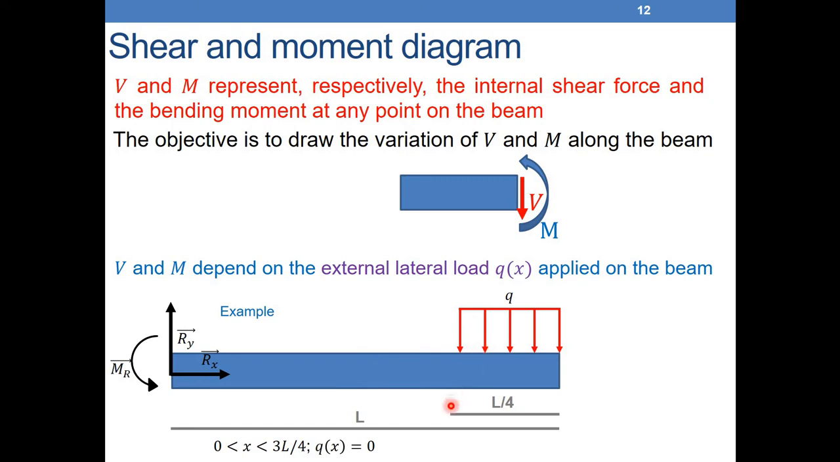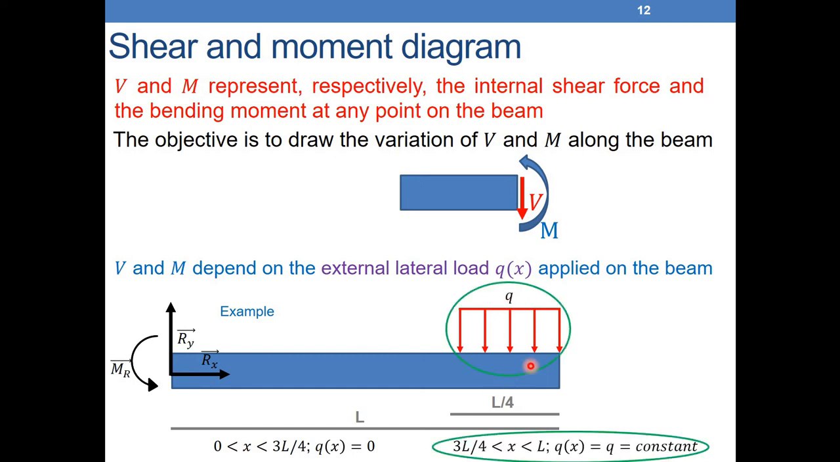Here, between 3L over 4 and L, do we have any load? Yes, we have external load Q in Newton per meter. It's a constant, so Q of X here will be equal to Q. Q of X is equal to 0 when we don't have any external load. It will be equal to a constant when we have a distributed load, like is the case here. So between 3L over 4 and L, Q of X will be equal to Q.